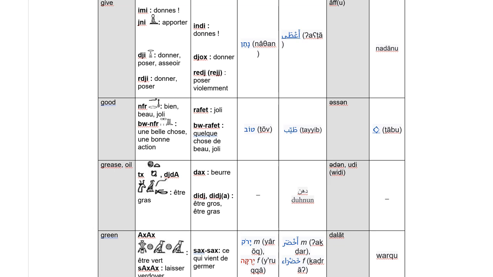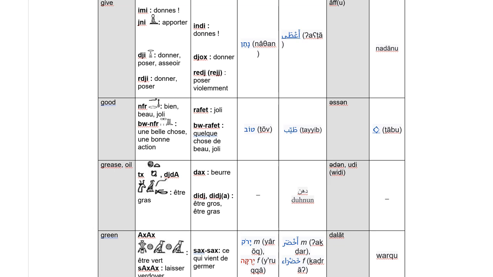Here also, very amazing. The verb to give in all its variants in Wolof: imi, which means in Egyptian give; inni, which means to bring. And you see in Wolof you have indi, which means bring, give. You have also other variants of the same word: ji, which means to give, to set down. Joch, which means in Wolof to give. And also reji, which means to set down, to give. And you have in Wolof reje, which means to set down something violently.